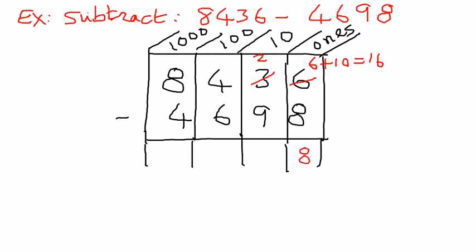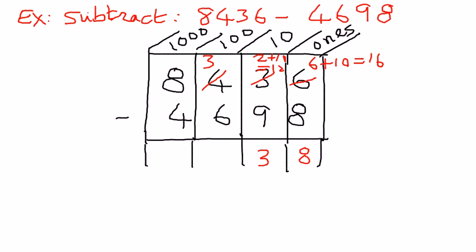Now we come to the tens place. In the tens place we have 2, and in the lower number we have 9. 2 is less than 9, therefore we're going to borrow from the next place. In the hundreds place we have 4, so 4 is reduced by 1, and we add 10 to this 2, and that becomes 12. Now 12 is larger than 9, therefore 12 minus 9 is equal to 3.